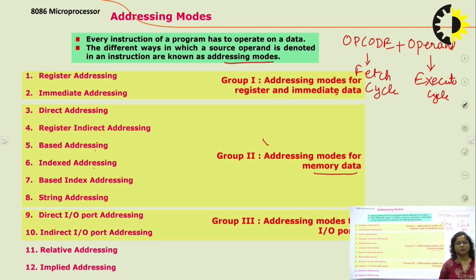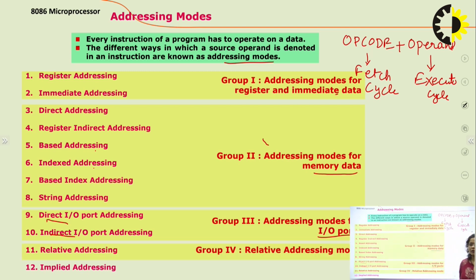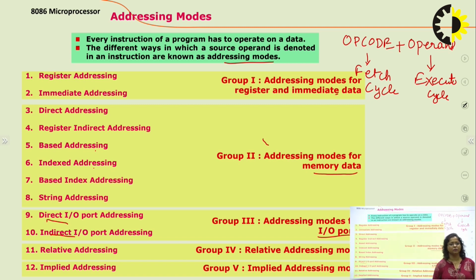Next, the group of instructions is for IO modes or IO port, the way in which the microprocessor fetches data from an IO port. These are of two types, direct and indirect. When the address of the IO port is directly specified in the instruction, it is called direct IO port addressing, otherwise it is called indirect. Next is relative, where the relative address is specified in the instruction, and last is implied, where no operand is specified, only the opcode determines what work needs to be done and on what data.